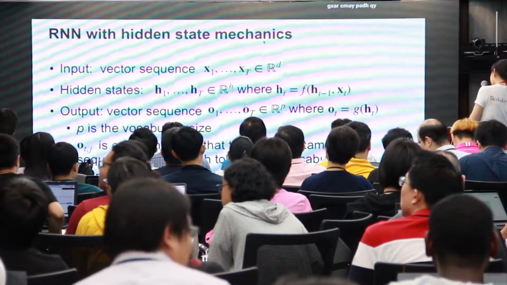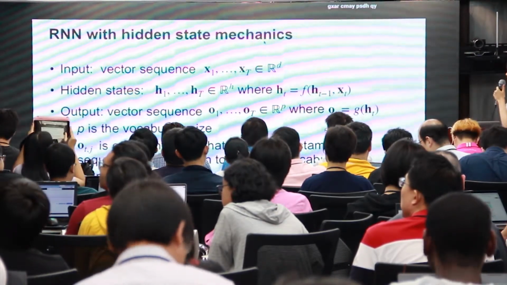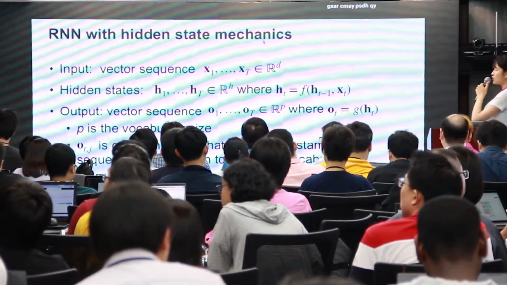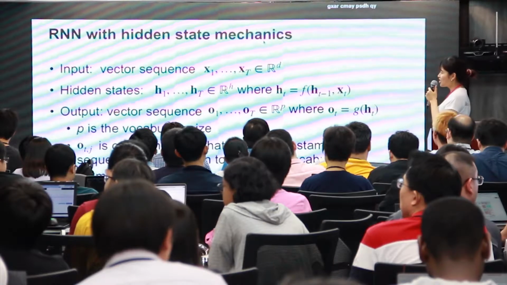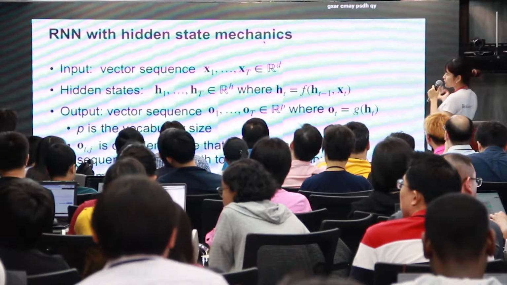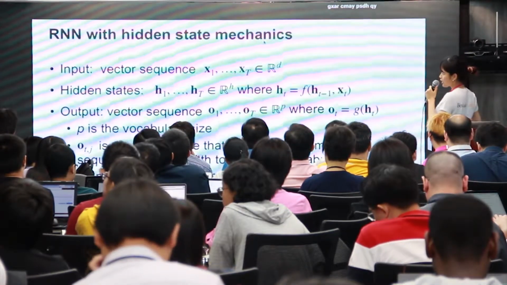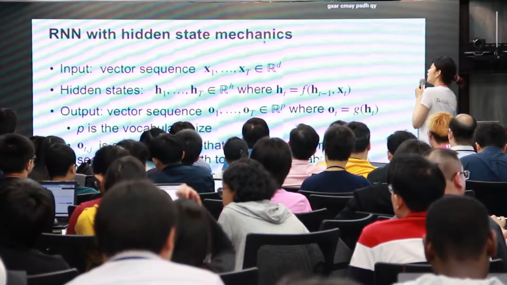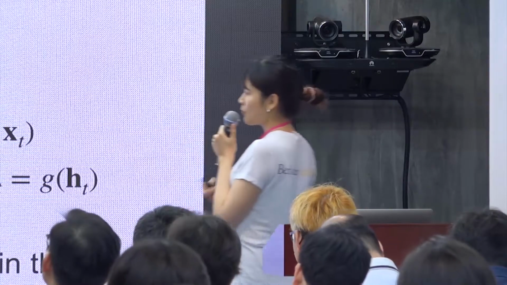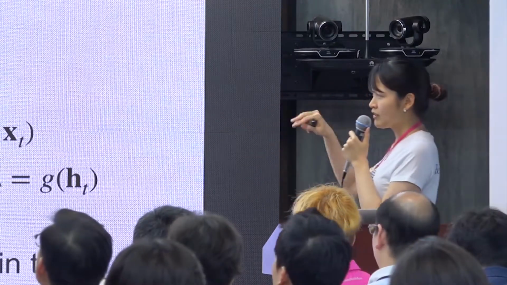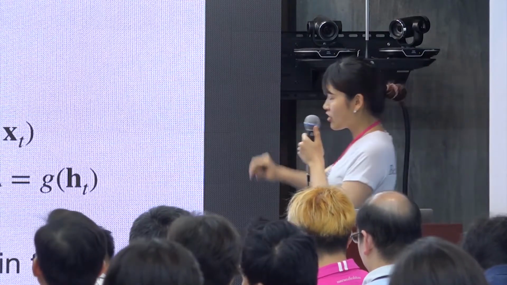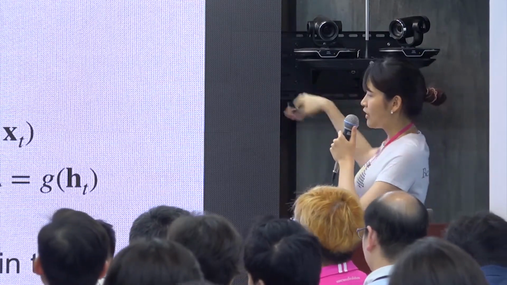So here's the generalized mechanism for RNN hidden states. You have the input, which is a vector in R^D, and this D will equal your vocabulary size or your word vector size, 300 dimension or 50 dimension. And you will have your hidden states from H1 to HT, which belong to some hidden space of dimension R^H. And we assume that HT will be some function of the previous HT minus 1 and the XT.